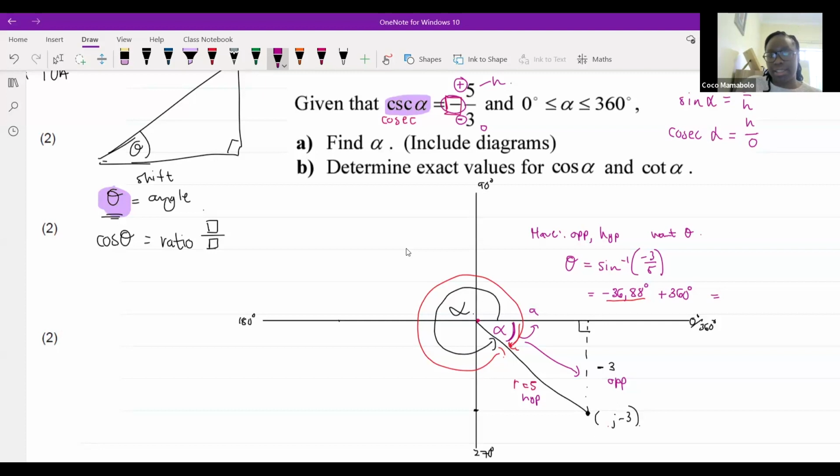That's it. So we would get 323,13 degrees. So alpha, that large one, I've called it theta, but it's not actually theta, it's alpha. It's that large angle all the way around. Oh, 0.12. All right, 0.12 degrees.